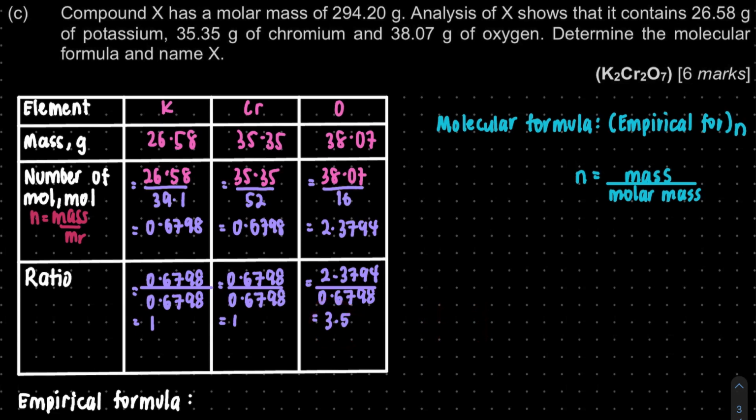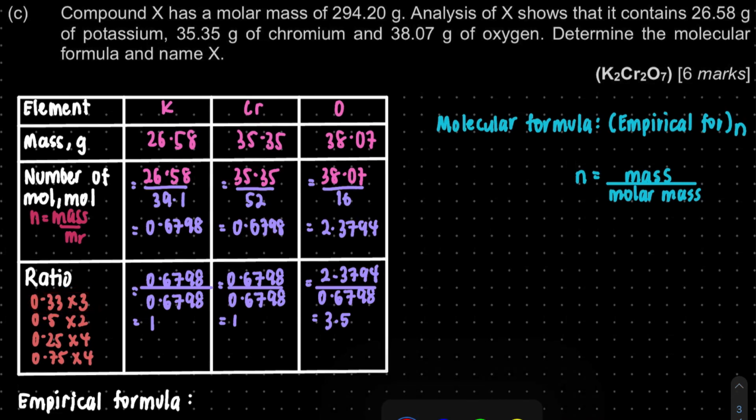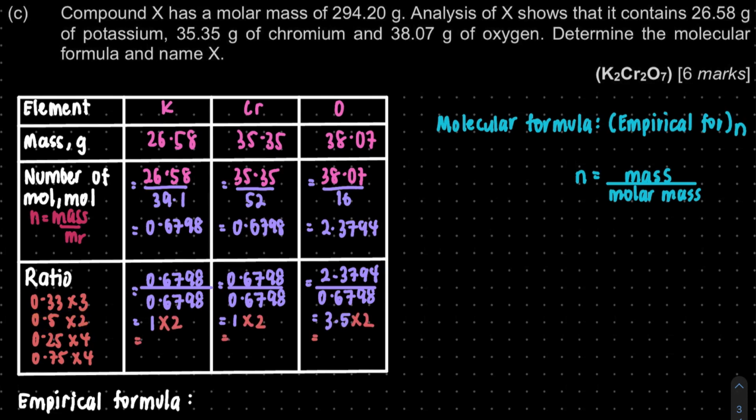So how do we multiply the value? Write this down at the end there. If the ratio has 0.33, all of the values you must multiply by 3. If only one of the values is 0.5, then you have to multiply all the values by 2. If the ratio has 0.25 or 0.75, you multiply all the values by 4. Since in this table we got 0.5, we multiply by 2. Now the ratio would be 2, 2, and 7.